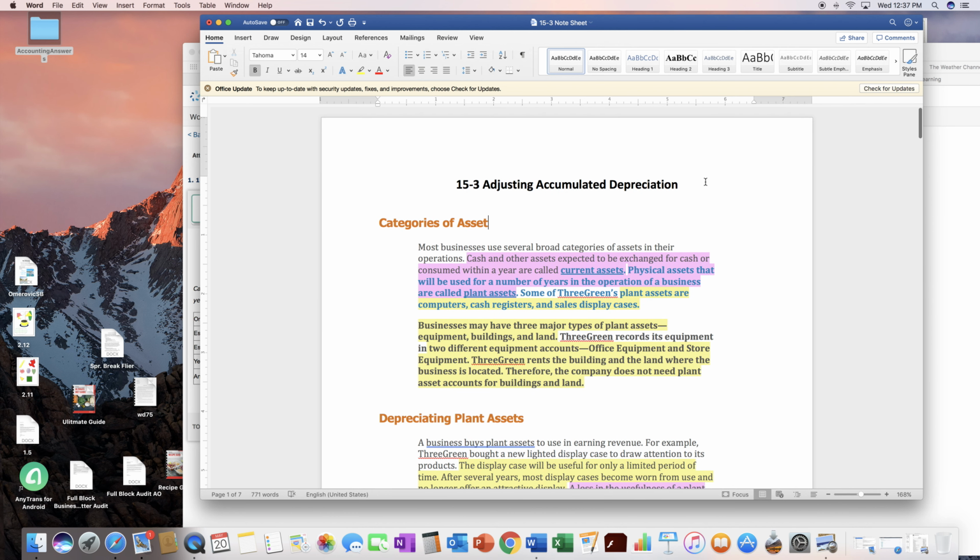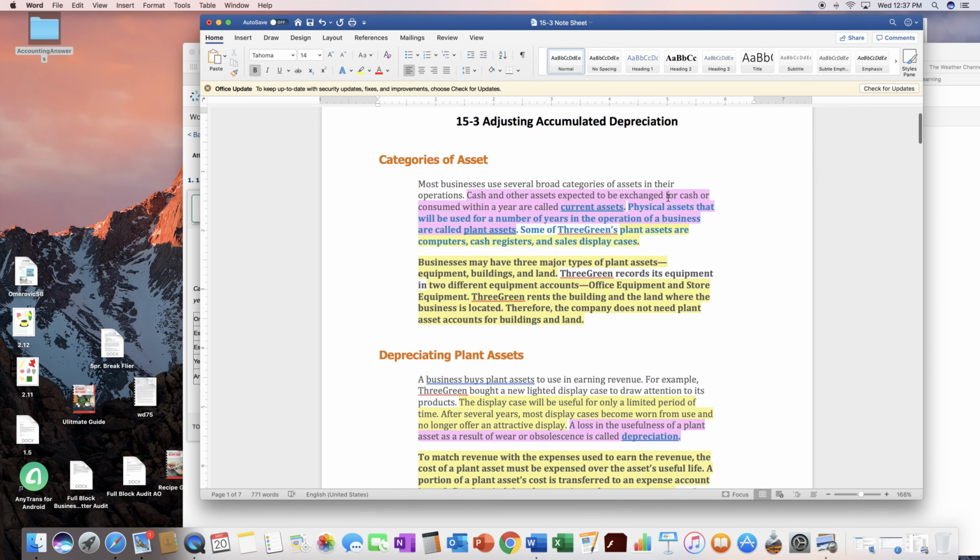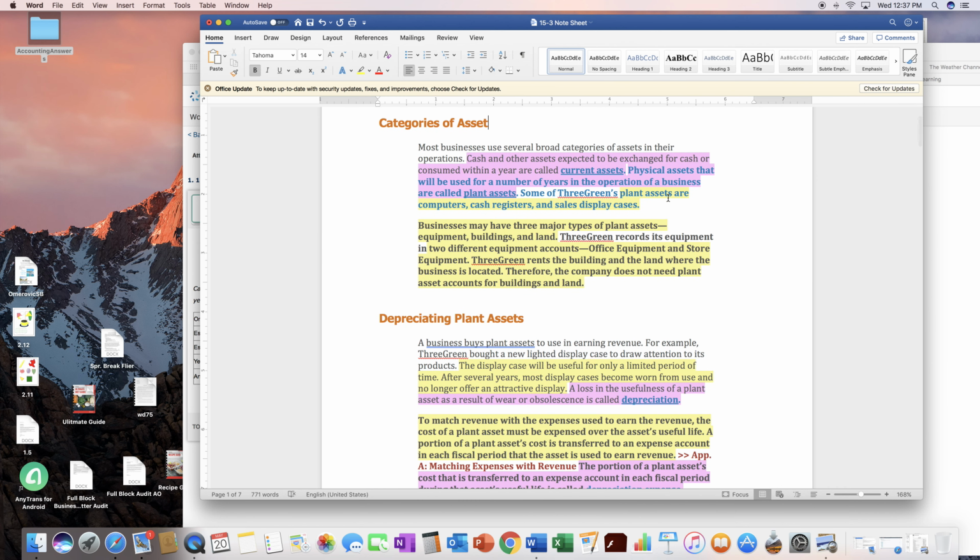We're looking at 15.3 here today, adjusting accumulated depreciation. And basically what we're trying to do when we do all these adjustments is to get the accurate value of our assets. So in this case, we have a couple different types that we're looking at. Like when we adjust for supplies and we adjust for insurance and merchandise inventory, we're trying to get the next fiscal period set up.